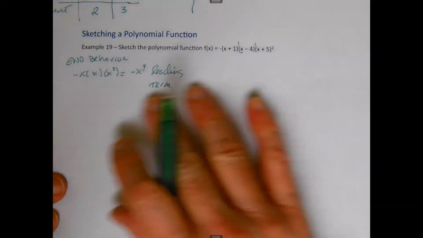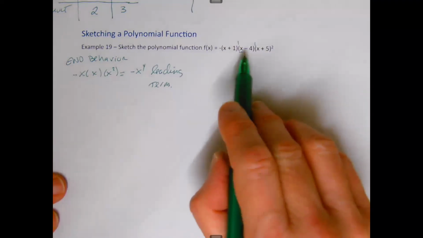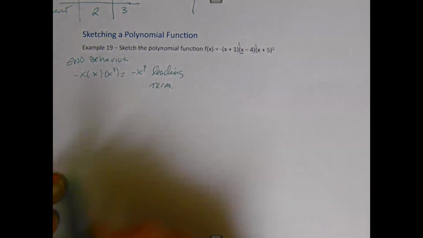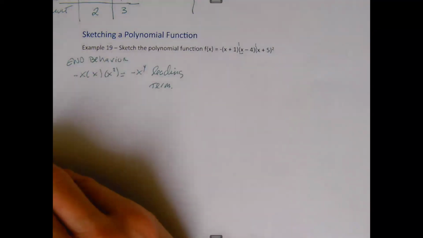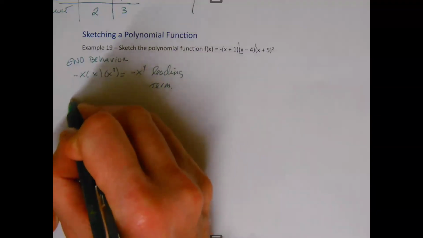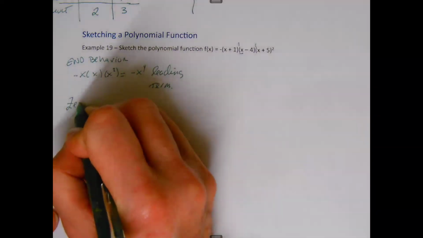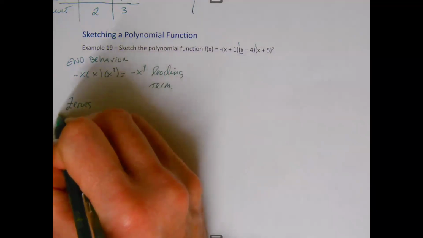If you're not sure how I'm doing this, or don't believe it, you can just multiply it out yourself and see that when you get done, this will be the leading term. Great. So now I'm going to find the zeros again and their multiplicity.